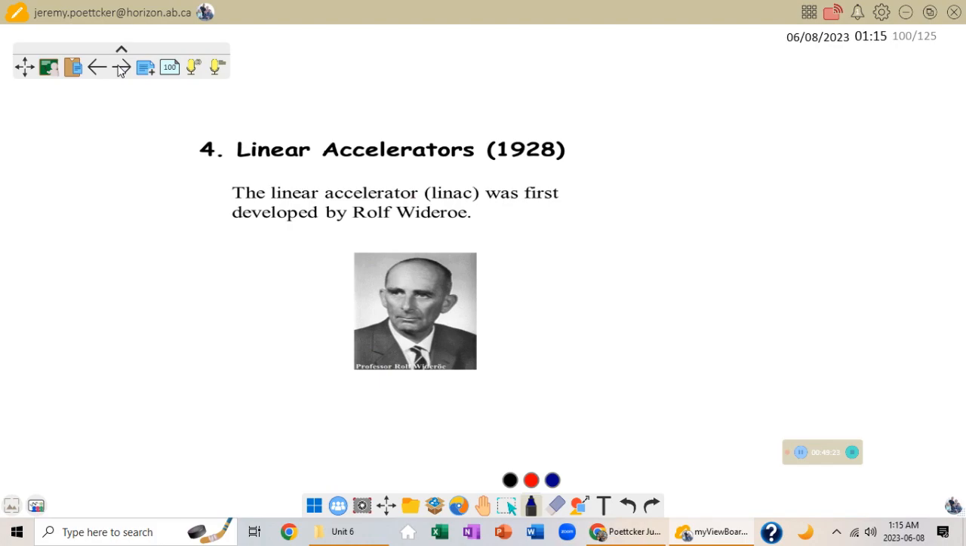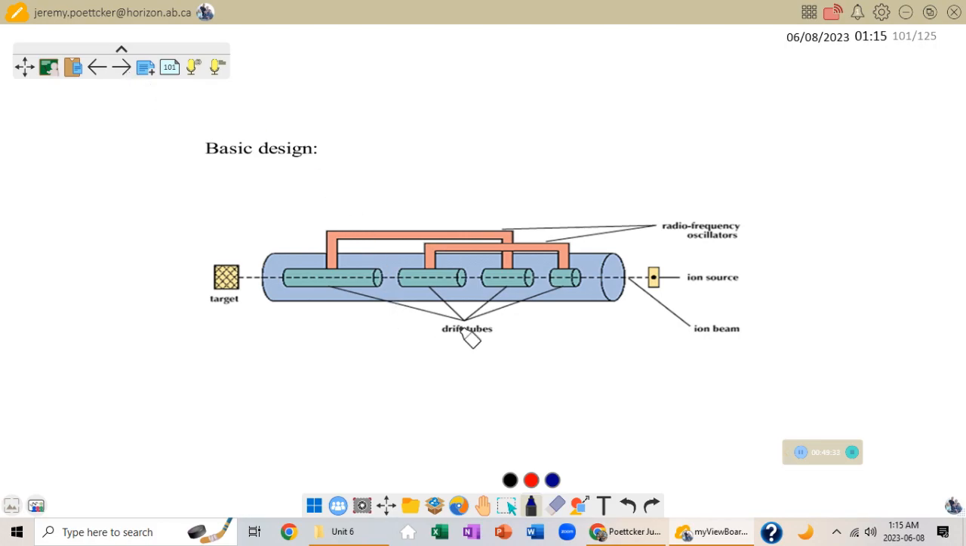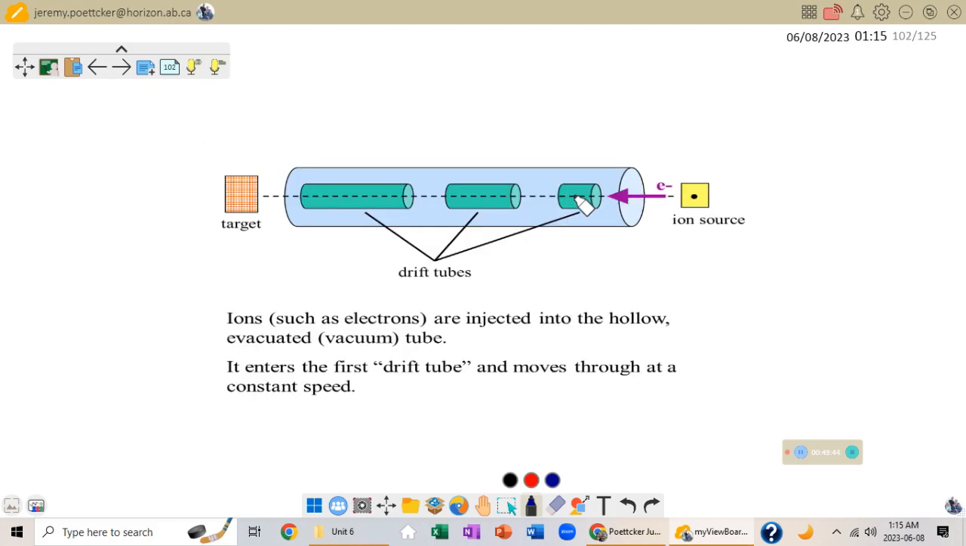All right, so a linear accelerator, our LINAC, was first developed by Rolf Widerøe in 1928. The basic design is we've got these, we call them drift tubes. We have an ion source, radio frequency oscillators, all kinds of fun stuff going on. As it goes through each of these tubes, it's going to go at a constant speed through it.